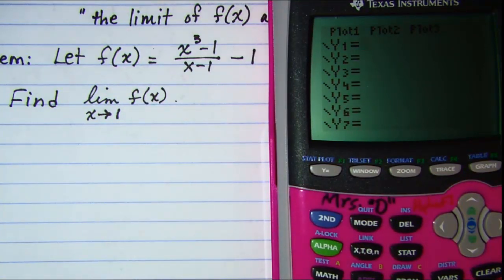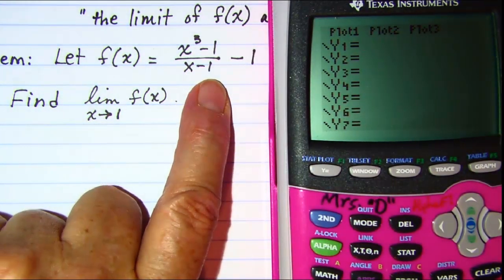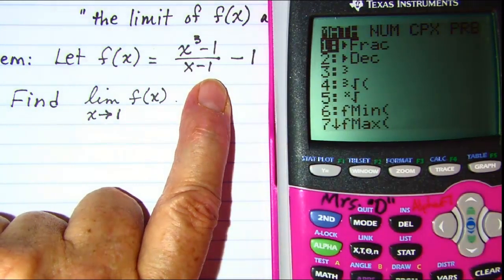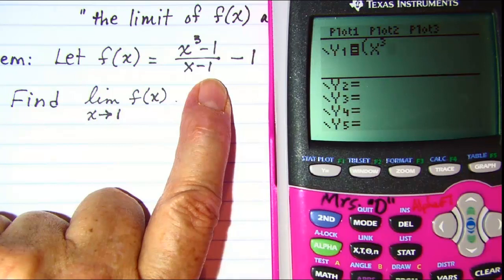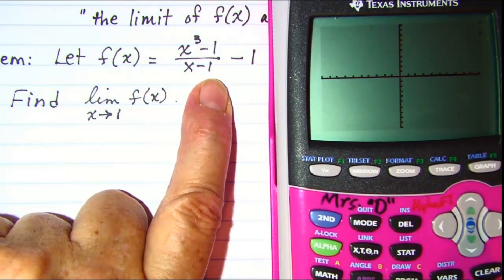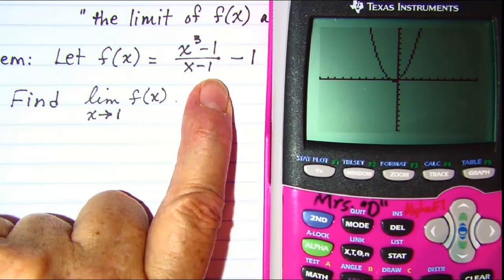I'm going to first do it on the graphing calculator, and then we'll look at it graphing by hand. We have the quantity x cubed minus 1 divided by the quantity x minus 1, and then minus 1. So we can see that this is our graph. It looks like a parabola.